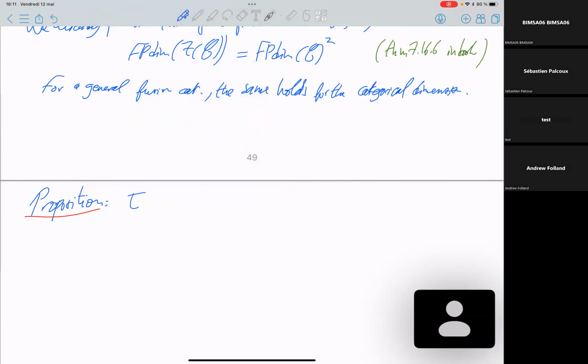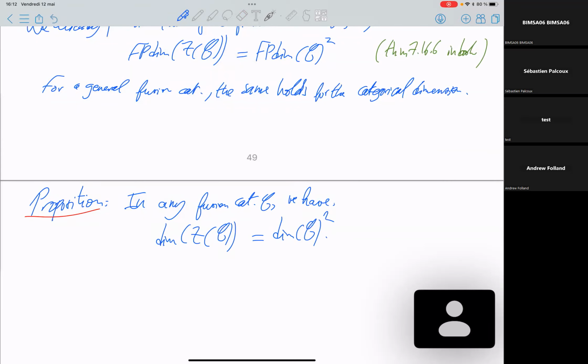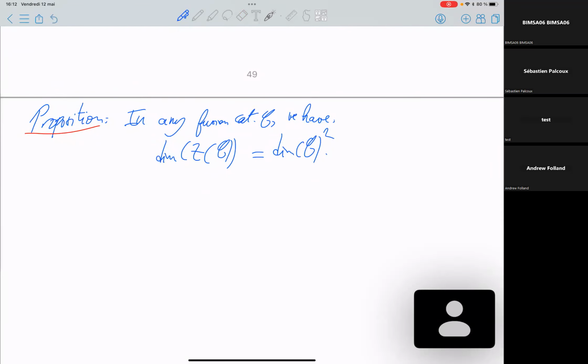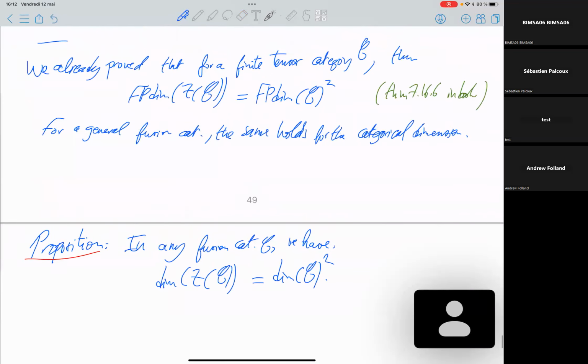So in any fusion category C, we have the categorical dimension of the center equal to the square of its categorical dimension. Okay.